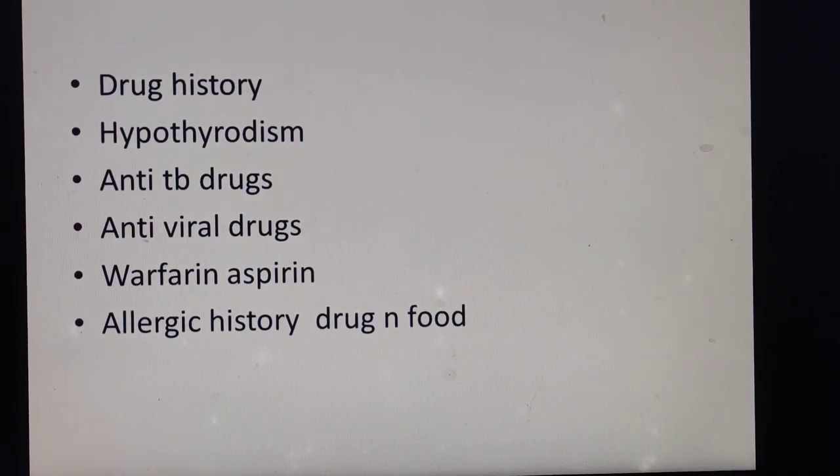And any allergic history is very, very important. Are you allergic to any kind of antibiotics, or to any kind of food, such as peanuts? Food and drug allergies are very important. Okay, thanks.